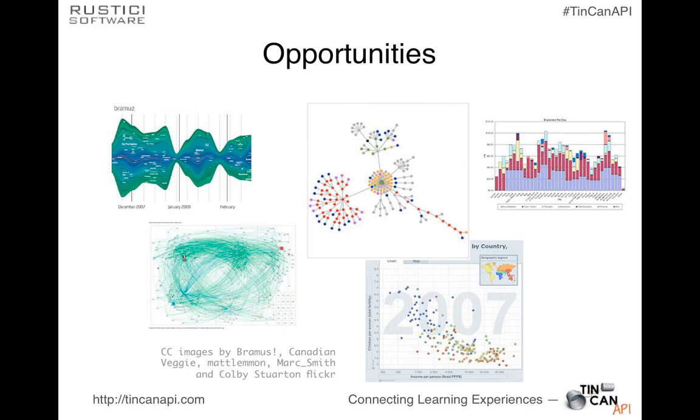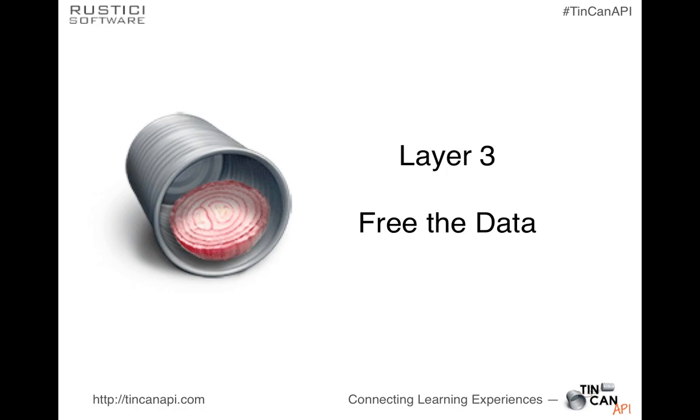So as the second layer of the onion, Tin Can is going to open up a massive amount of new things that we can start to track, and a massive new pile of data about how people are learning. And the things we can do with that are really intriguing to start thinking about.